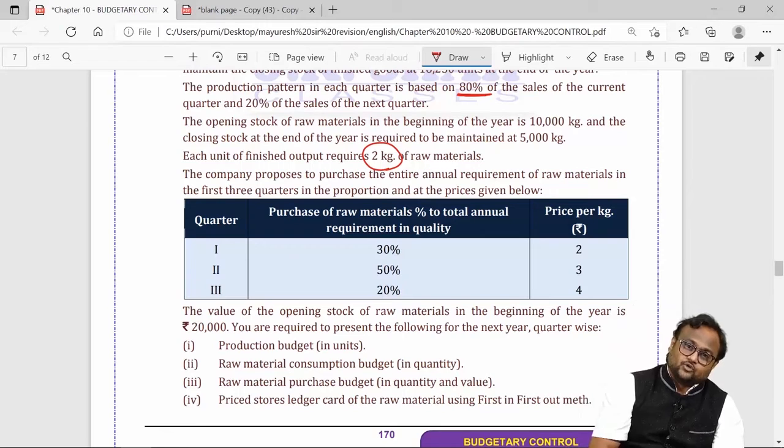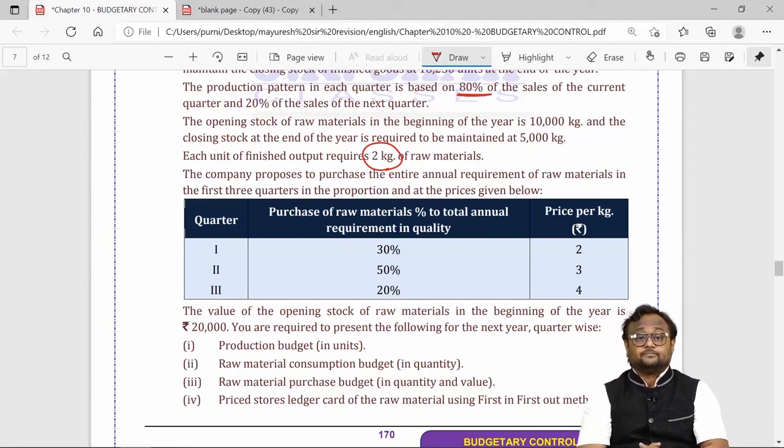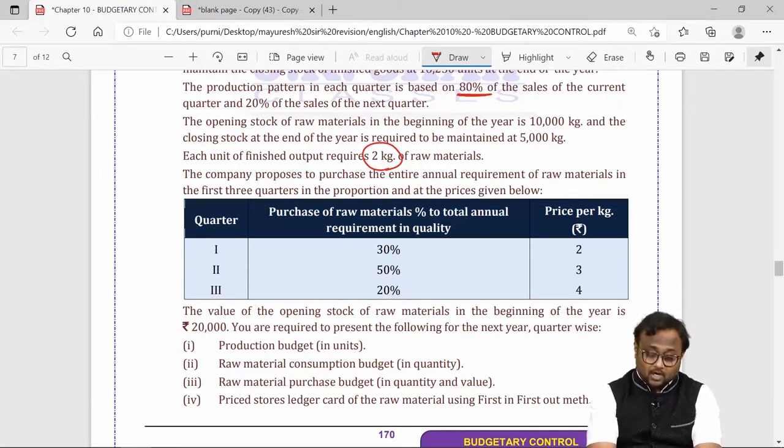Have you clearly understood this? Have you absolutely clearly understood this part? Okay.